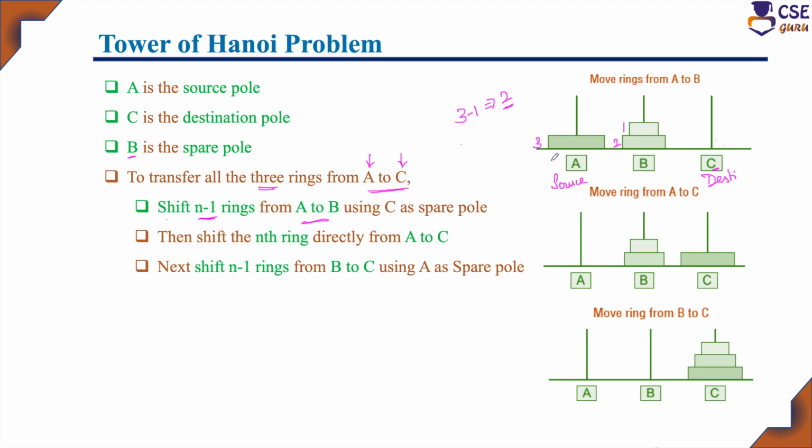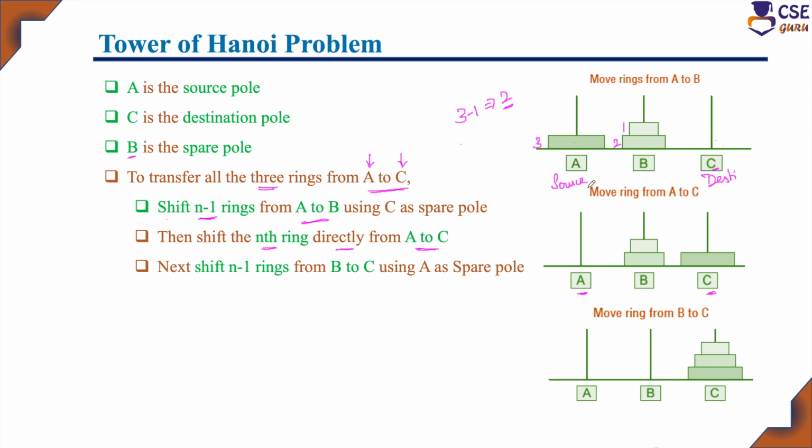Now only one disk will be at pole A. This is the largest one. So this largest disk moves directly from pole A to pole C. Shift the nth ring, that is the largest ring, directly from A to C.